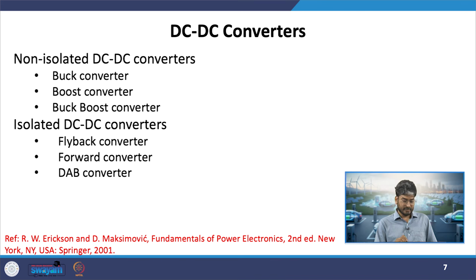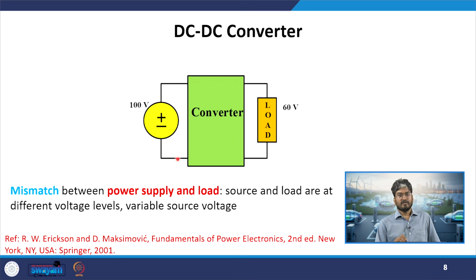Okay. So, now let us first understand why we require a DC to DC converter, as the input is also DC and the output is also DC. So, there is no conversion of voltage. So, why do we require a DC to DC converter? When we have a mismatch between your load and your source voltage. Suppose in this case, we have a source of 100 volts with us, but our load requires 60 volts. So, how can we match the profile of the source with the load?